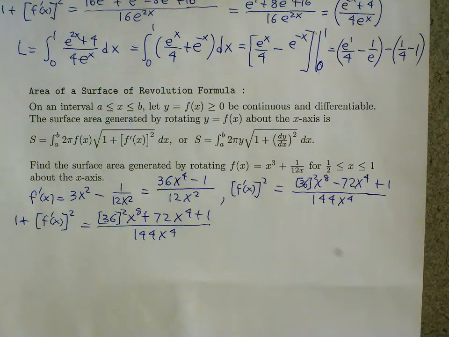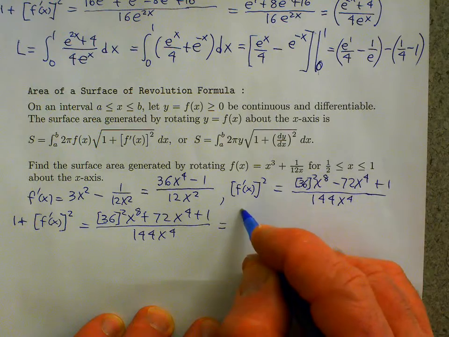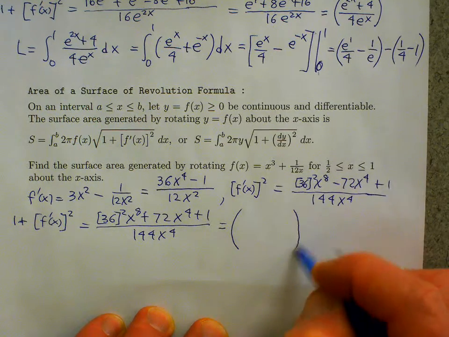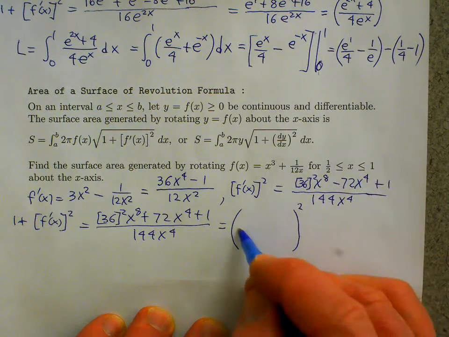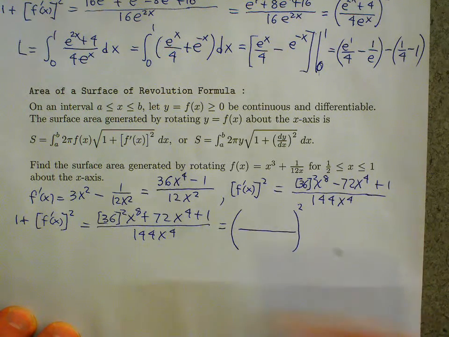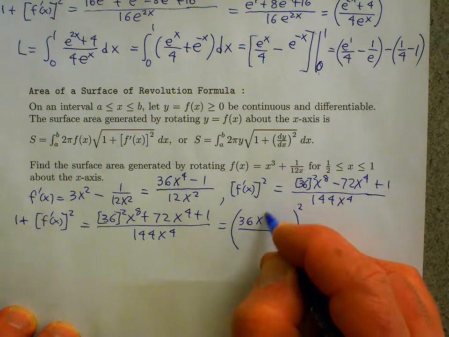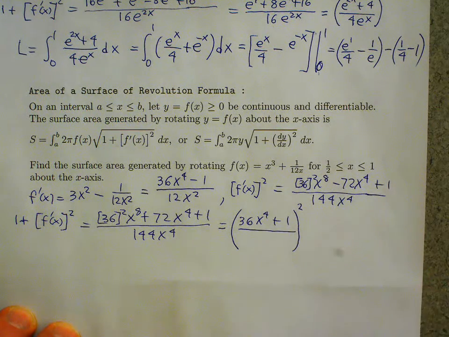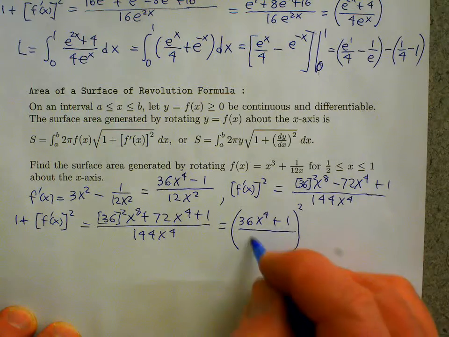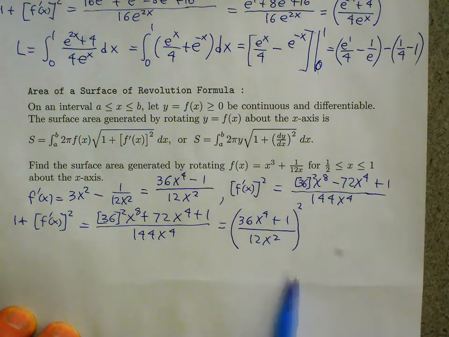And both the numerator and denominator are perfect squares again. So we can write it as a single rational expression squared. So the square root of the numerator is just 36x to the 4th plus 1, and the denominator is 12x to the 2nd. Okay, so this is what's going to go inside the square root.